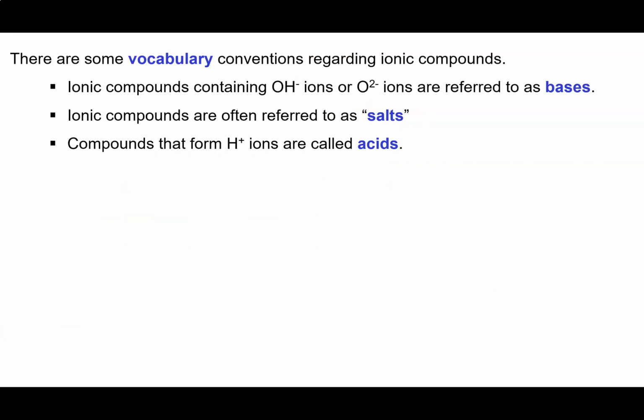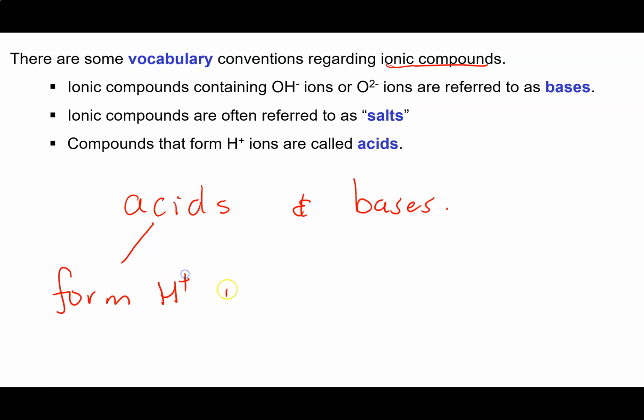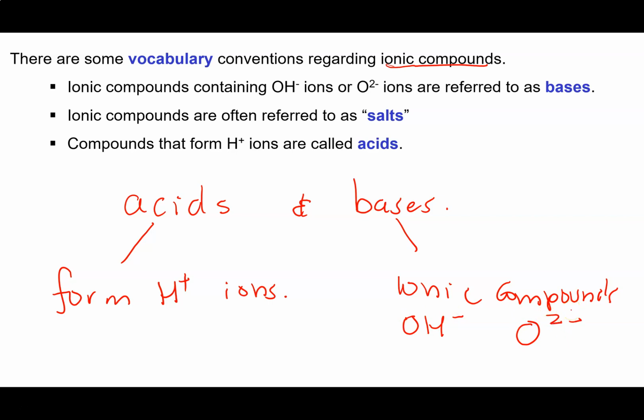So there's a little bit of vocab that is associated with ionic compounds. And some of this is related to the terms acids and bases. So acids are compounds that form hydrogen ions, and bases are ionic compounds that contain either the hydroxide ion, OH-, or the oxide ion, O2-. Now, I tend not to use these terms that much in this particular class.